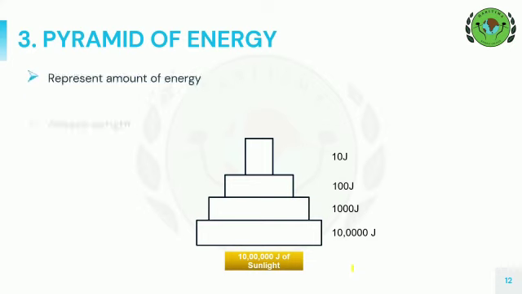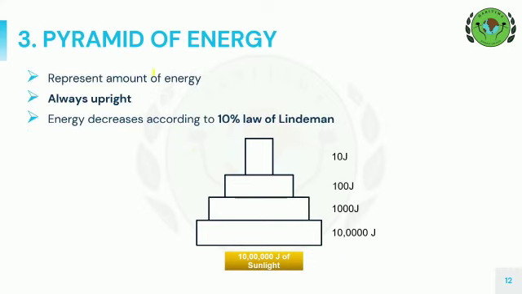And the last is pyramid of energy. It represents the amount of energy at different trophic levels. Energy pyramids are always upright or erect because there is gradual decrease in energy at successive trophic levels.